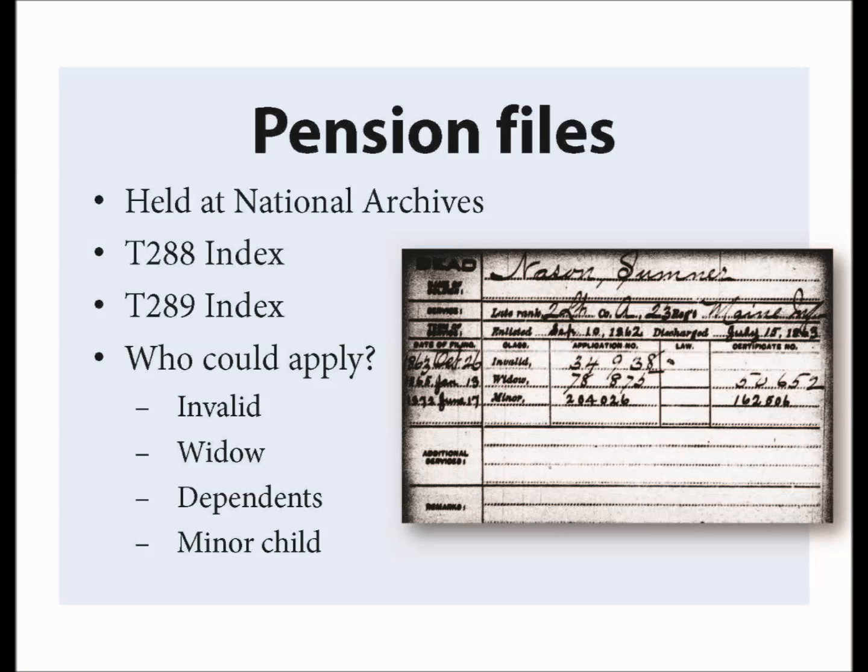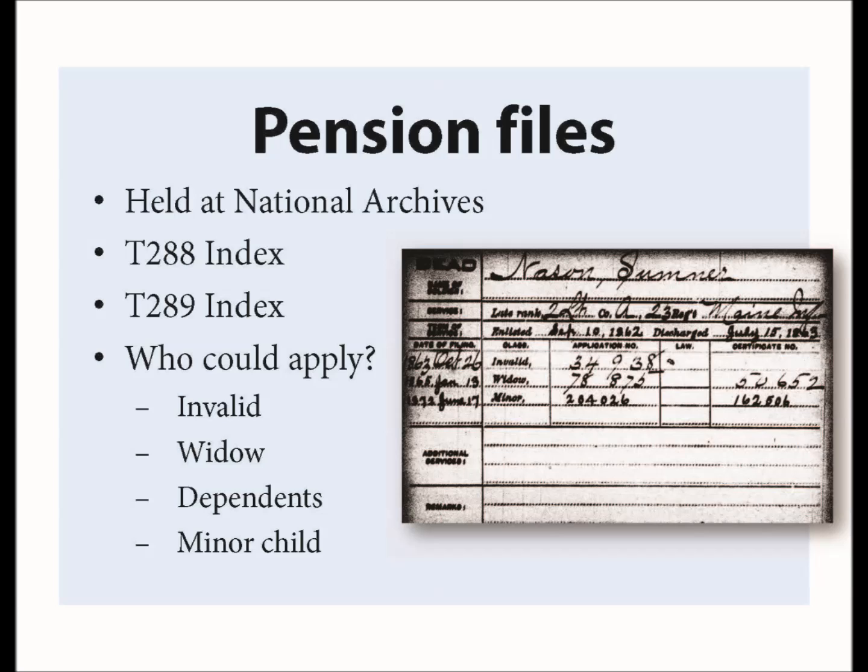Now there are two indexes to be aware of. The T288 index is the index by name. The T289 index is the index by regiment. It became very important if you needed to contact other members of your ancestor's unit to see if his pension was applicable to an injury. Instead of looking for every John Smith, you could then look at the 12th Massachusetts Company I, Smith John.